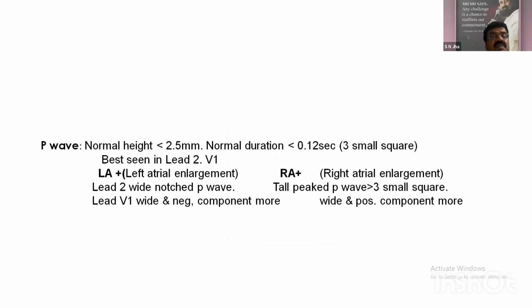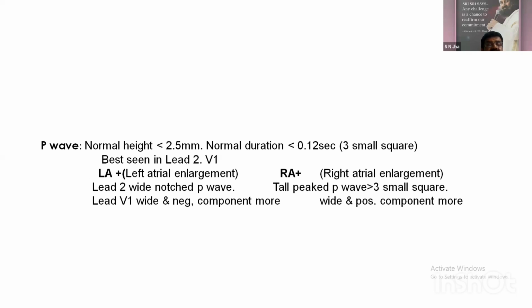So P wave normal height I have told you. Some say it is less than 3 millimeters, or some say less than 2.5 millimeters. Normal duration is less than 3. So we can say in height and width it should be less than 3 small squares. So P wave denotes atrial depolarization. It will reflect the position of the atria.